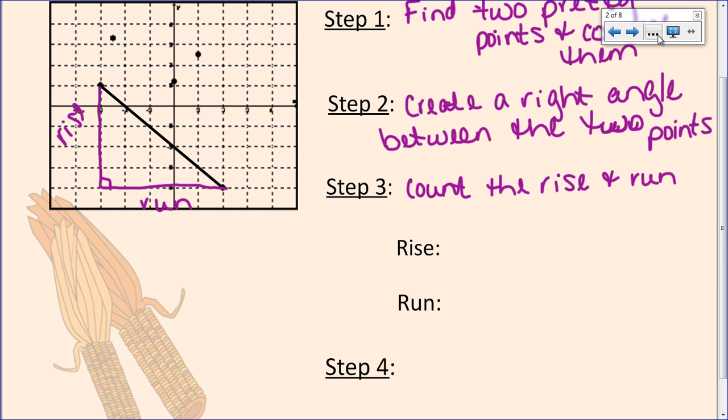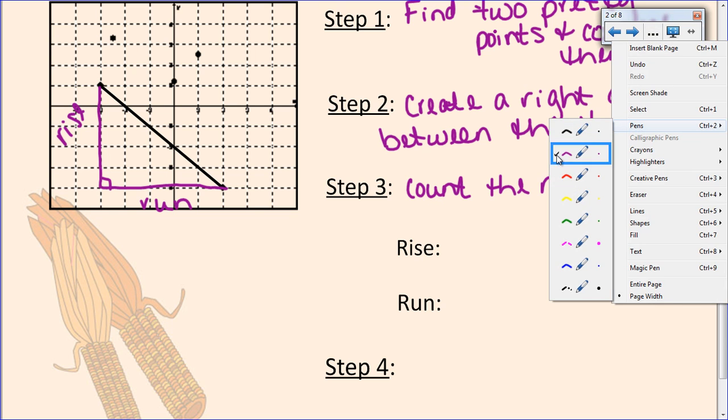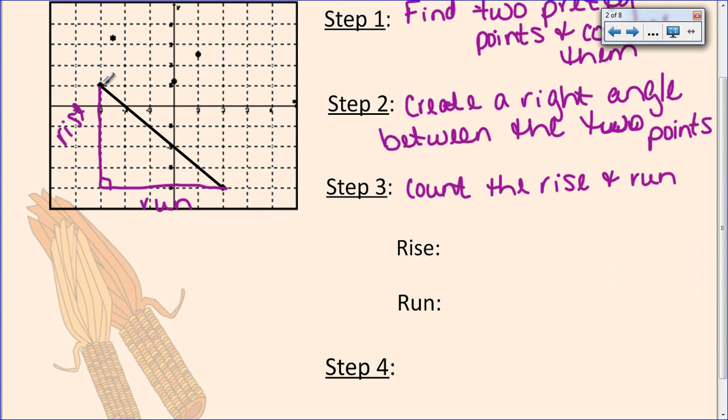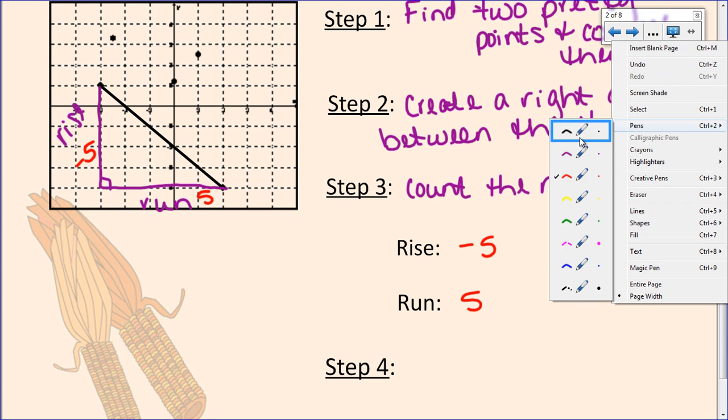To do our rise over our run, I'm going to change colors here so it doesn't all blend in. My rise, to go from here to here, I went down. So I went down 1, 2, 3, 4, 5. And since I went down, that makes it -5. And then my run happens to be from this corner over 1, 2, 3, 4, 5, to that corner. So my run is +5 because I went right. So my rise is -5, my run is +5.